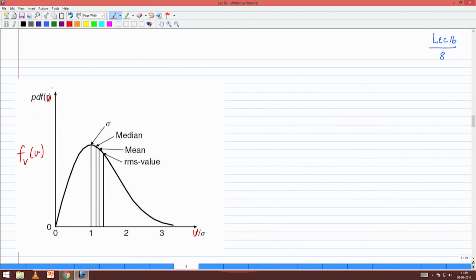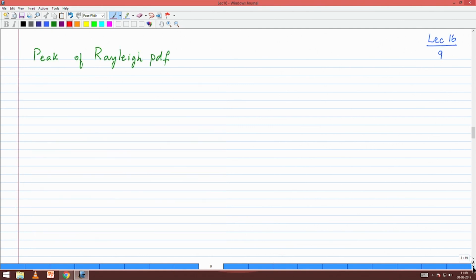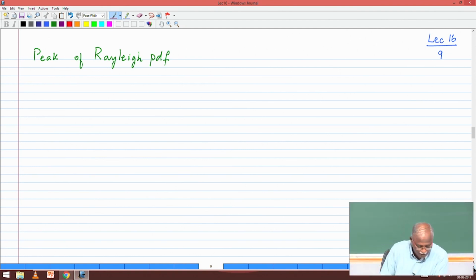So, look at the sketch of the PDF, plot that. Again, that's fairly easy for us to plot if you take V by sigma as a parameter, because then you can plot that, and on this graph we can then look at where the different points lie. So, one of the points that we are asked to check is where the peak of the Rayleigh PDF occurs. And again, just so that you are comfortable with this, let me just mention the way it is to be done, and I will leave the steps to you.